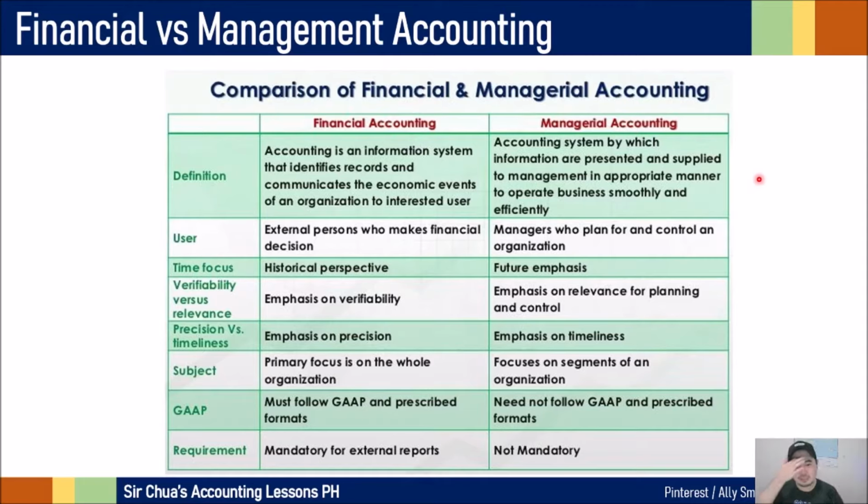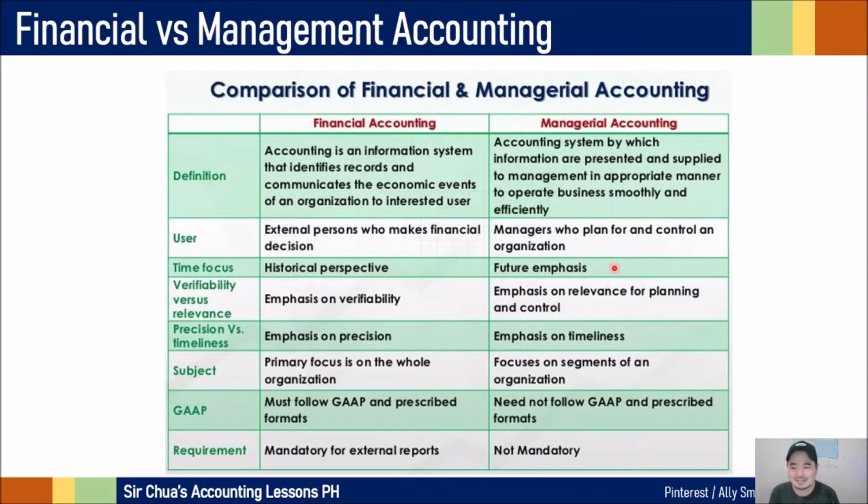So basically, the users of managerial accounting information are the managers and owners who plan and control for the organization. Now, as to time focus, financial accounting is more historical in the sense that we are recording past transactions, right? However, in managerial accounting, we use the information to decide what can happen in the future.